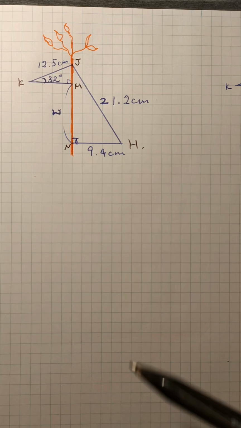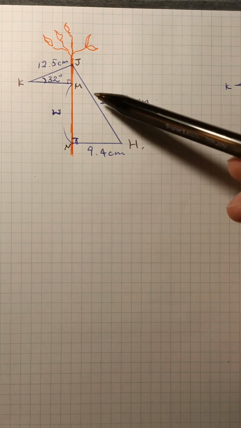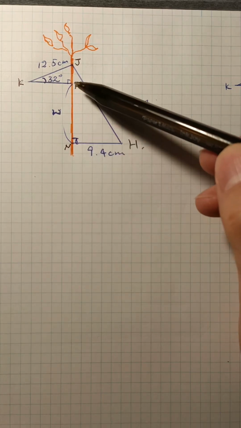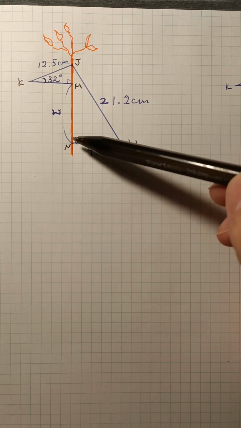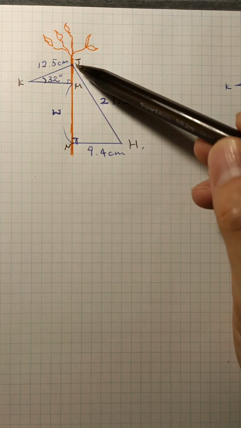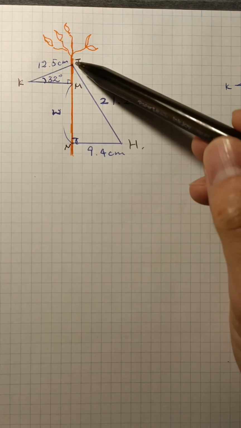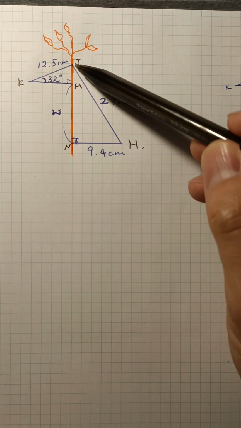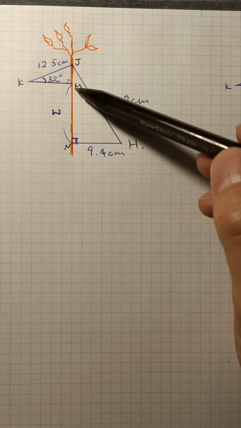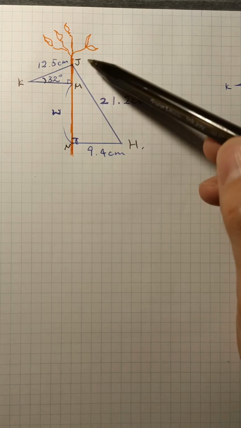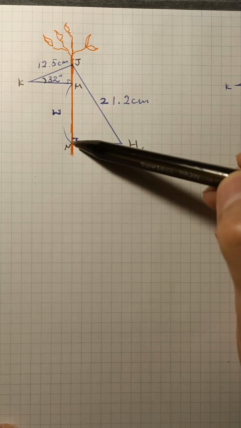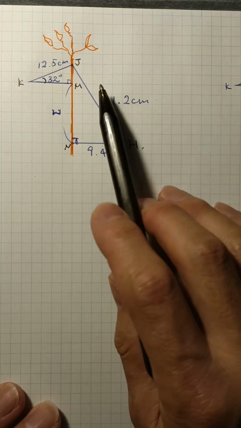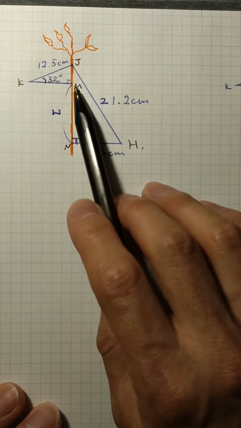Now, what we need to figure out is M to N. To figure out this one, you need to figure out the distance from J to N and then J to M. And once you figure out J to N and J to M, all you have to do is JN take away JM, isn't it? So let's try to figure out JM first.